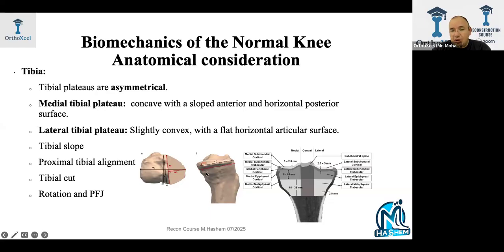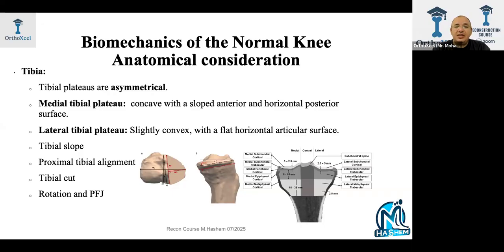This slope plays an important role in preventing the posterior translation of your tibia, so it's helping the PCL function. That's why you have to restore the tibial slope. The main idea of the tibial slope is to prevent the posterior translation of your tibia, so it's actually helping the function of the PCL. But if you don't restore the slope in the total knee replacement, if your cut is more flat, you are affecting the flexion gap, and we'll speak about that in a minute. So you have to restore the slope.